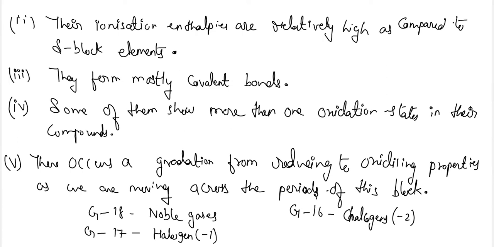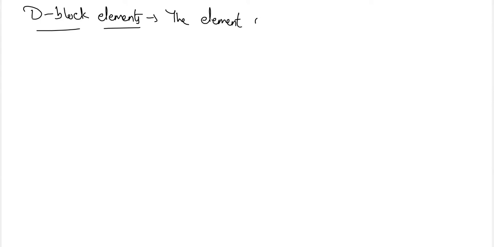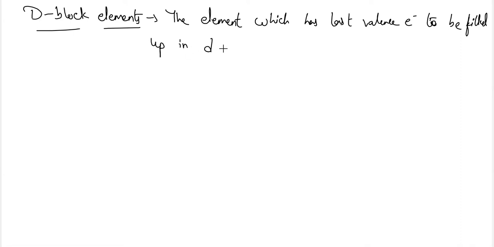Now let's have a discussion about the d block elements. The elements which have the last valence electron to be filled up in the d orbital are termed as d block elements.